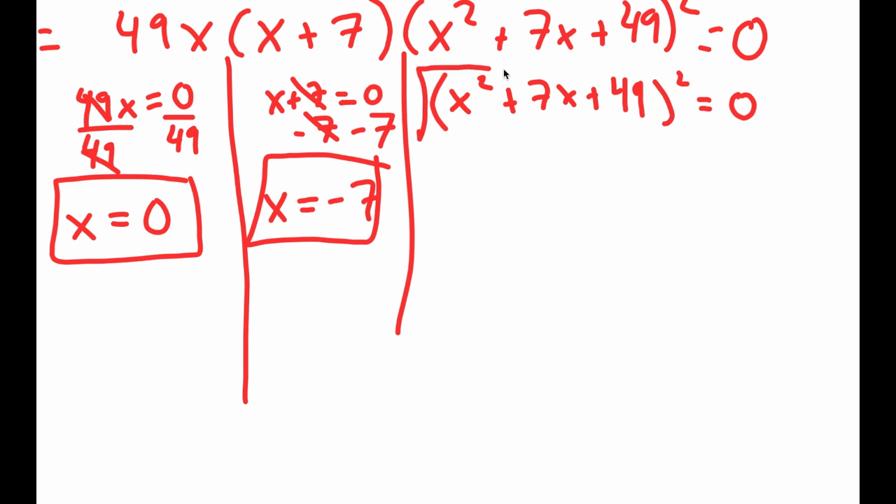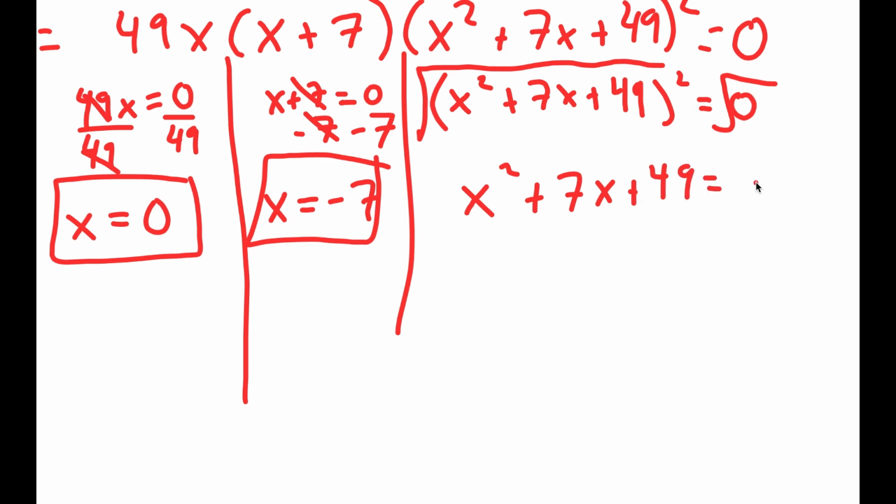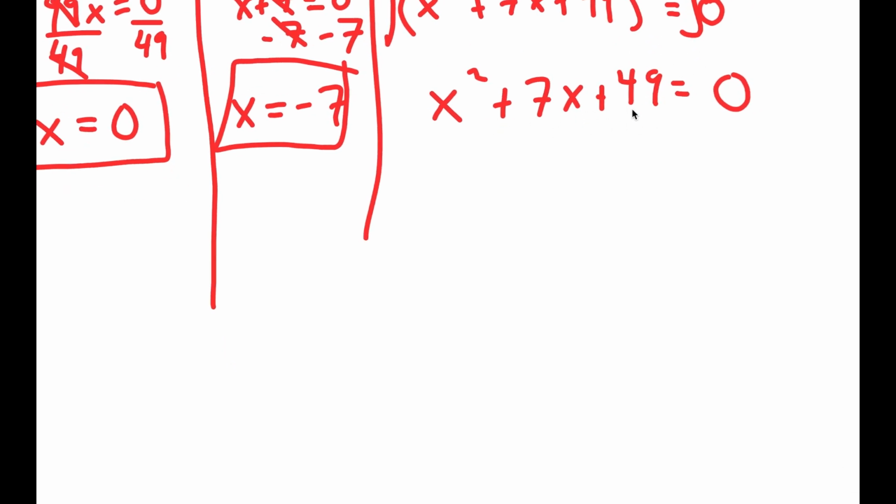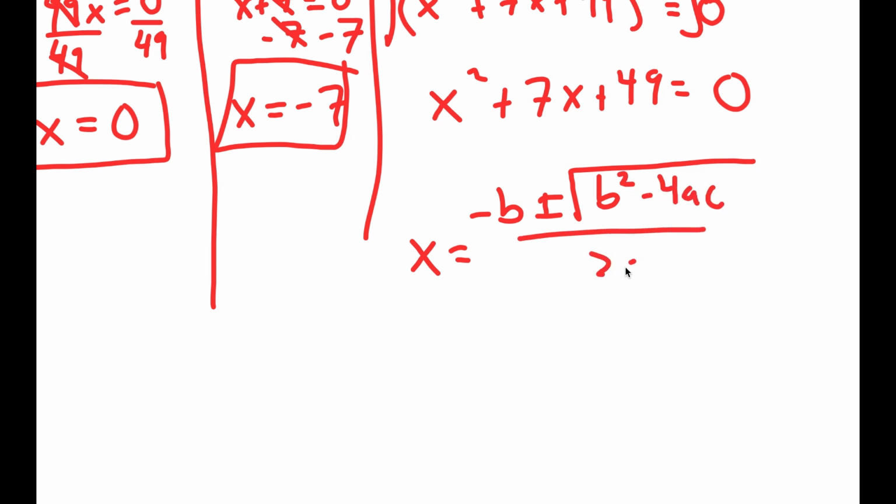And we can actually just get rid of this square by taking the square root on both sides. So I just get x^2 + 7x + 49 = the square root of 0, which is just 0. So it's just the same thing, just without the square. And now this is a quadratic equation that I can solve. To solve this, I'm going to use the quadratic formula, which is x = (-b ± √(b^2 - 4ac)) / 2a. In this case, a is 1 because of this coefficient, b is 7 because of this coefficient, and c is 49.